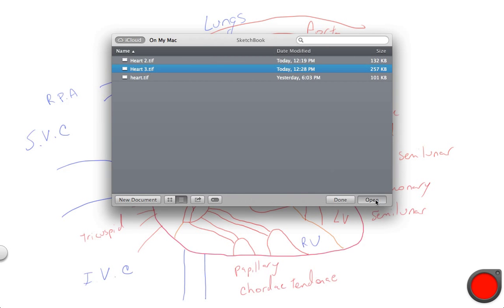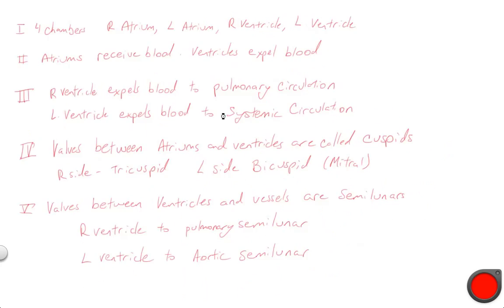Let's quickly do a run through of what we just learned. Well, we have 4 chambers in the heart: the right atrium, right ventricle, left atrium, and left ventricle. The atriums receive blood while the ventricles expel blood. The right ventricle expels blood to the pulmonary circulation, while the left ventricle expels blood to the systemic circulation. The valves between the atriums and the ventricles are called cuspids. On the right side we have a tricuspid, on the left we have a bicuspid or mitral valve.